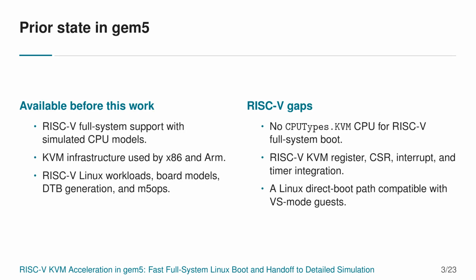Before this work, gem5 already had a solid RISC-V full system path. Boards, DTB generation, Linux workloads, and M5 ops. gem5 also had a generic KVM infrastructure, but RISC-V did not have a KVM CPU model for full system Linux boot. For this work, we had to connect RISC-V architectural state to KVM, handle the CSRs and exits, integrate interrupts and timers, and make the boot path match how RISC-V KVM actually starts a guest.